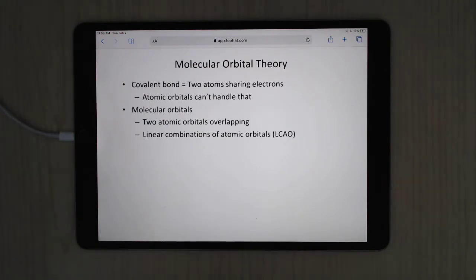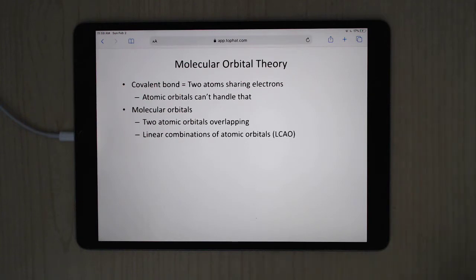Okay, so atomic orbitals are great, but the problem is once you start pairing these things up in order to make bonds, the atomic orbitals can't handle that, and so the math breaks down. So if you just have a lone hydrogen atom, it's fine.